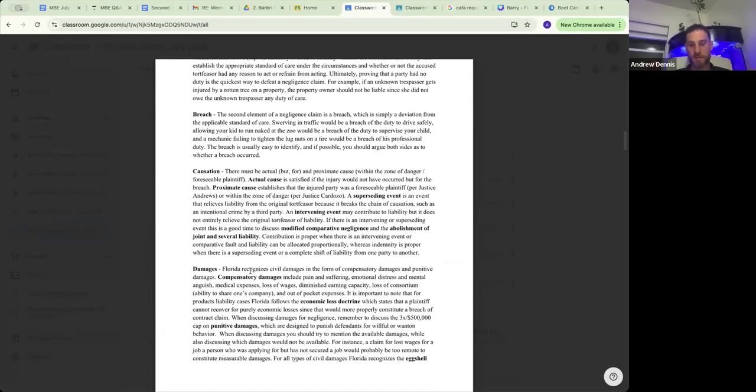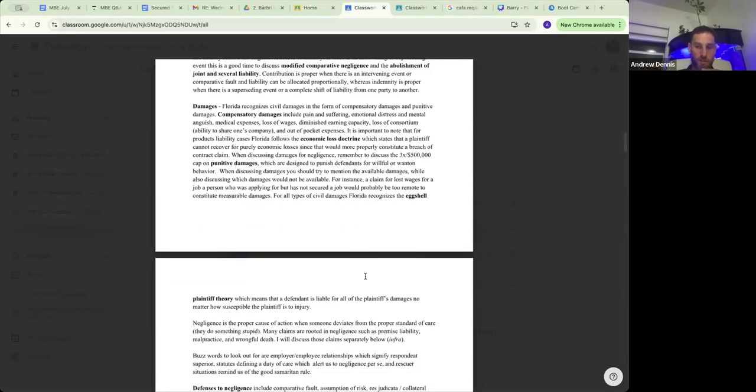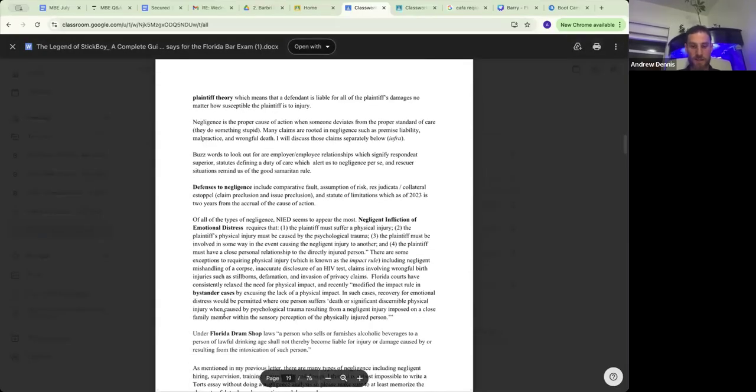And then, top types of damages. You want to talk about this, like compensatory damages include pain and suffering, emotional distress and mental anguish, medical expenses, loss of wages, diminished earning capacity, loss of consortium, the ability to share one's company, and out-of-pocket expenses. It's important to note that for products liability cases, Florida follows the economic loss doctrine, which states that a plaintiff cannot recover for purely economic losses, since that would more properly constitute a breach of contract claim, right? Eggshell plaintiff rule, you take the plaintiff as you find them. NIED, bystander cases.